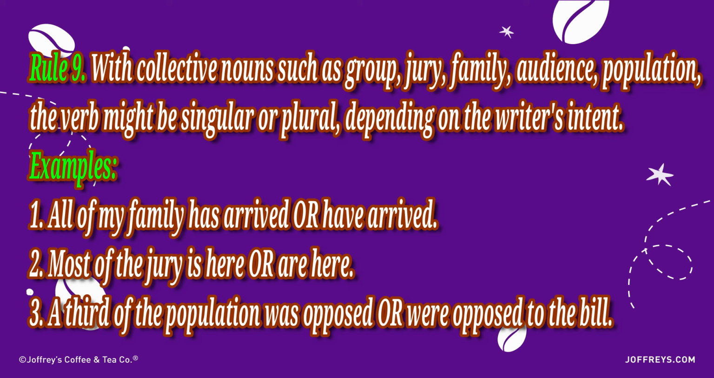Rule 9. With collective nouns such as group, jury, family, audience, population, the verb might be singular or plural, depending on the writer's intent. Example number 1: All of my family has arrived or have arrived. Example number 2: Most of the jury is here or are here. Example number 3: A third of the population was opposed or were opposed to the bill.